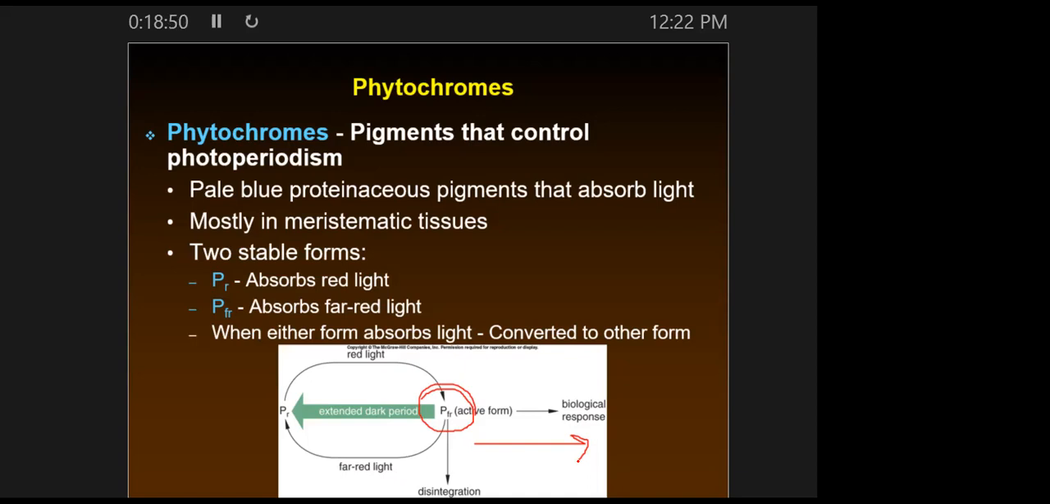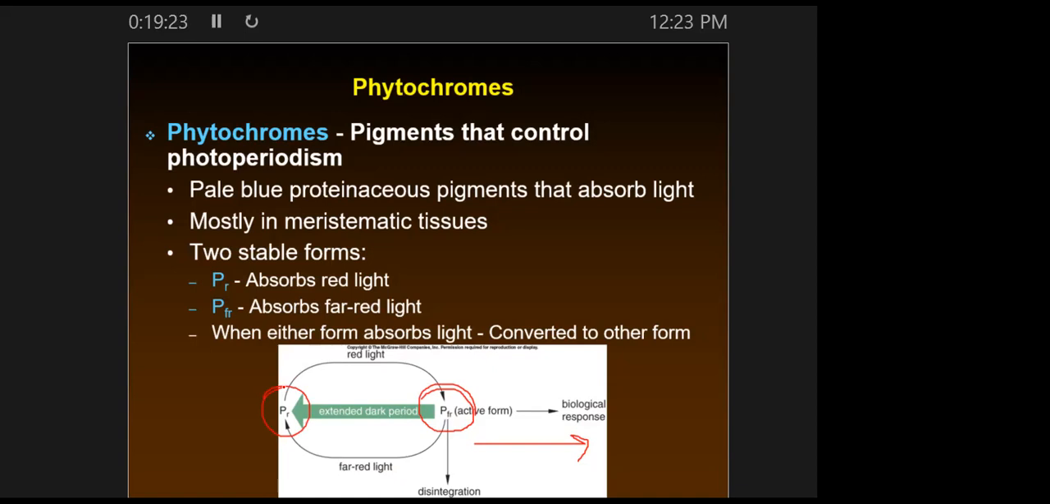If you have the PFR form in the plant and you shine far red light on it, it will absorb that far red light. And as it's absorbing that, that stimulates it to shift its shape again back to the P sub R form. So it keeps going back and forth. It just depends on what quality of light you hit it with. You can get these phytochromes to shapeshift into these different forms, and it's reversible. They just go back and forth, on and on.